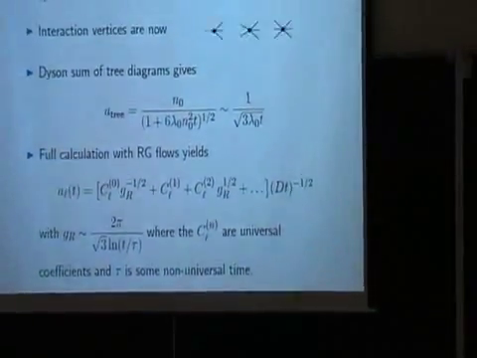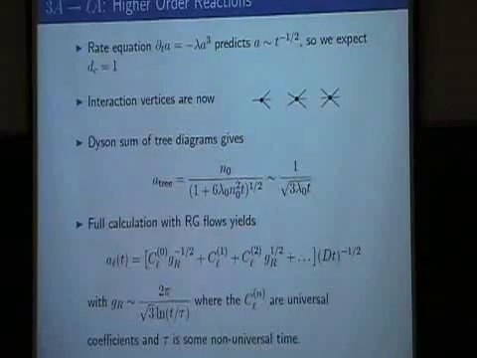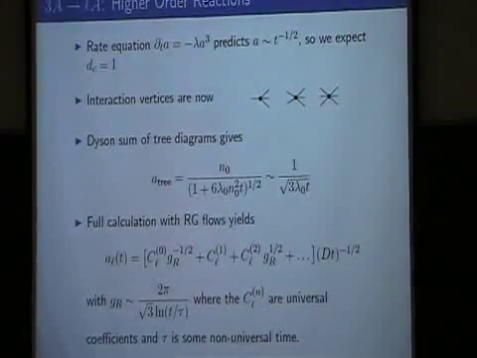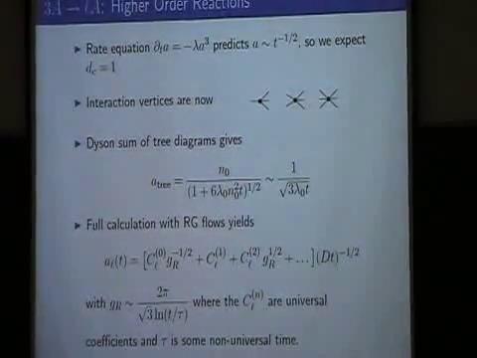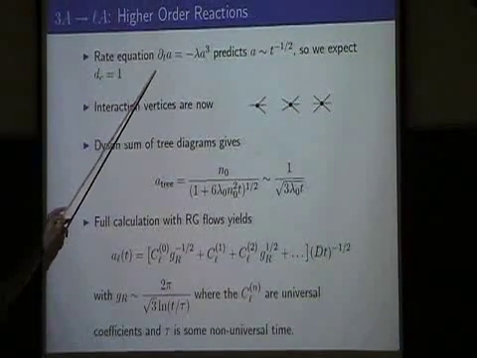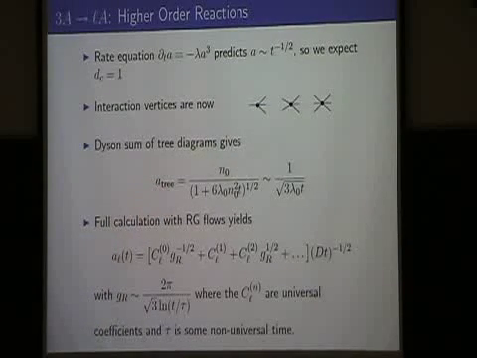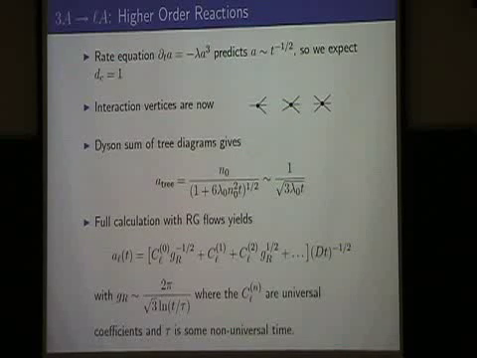Let's go on to a slightly different reaction. What if we need to have 3 particles meet? This is a higher order reaction. It requires more particles. First thing you ought to do always is write down the rate equation. So here we are, and it's not too much work to show that it predicts decay as 1 over the square root of time rather than 1 over t.